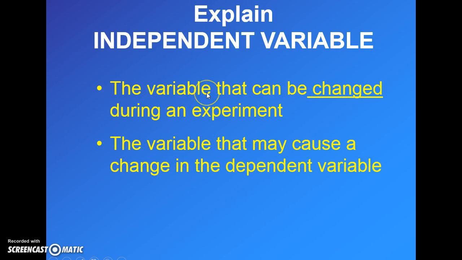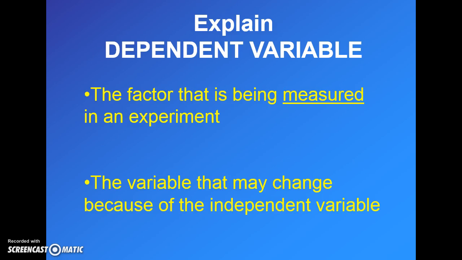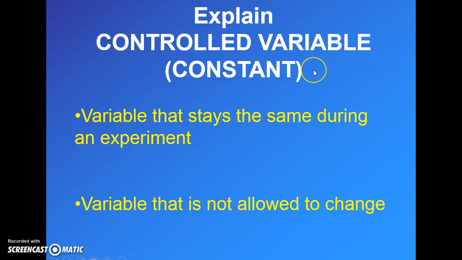Independent variable is basically the variable that we're going to change during our experiment. This variable may affect or change our dependent variable. Dependent variables are factors that are being measured in our experiment. They may change because of the result of the independent variable. And our controlled variables are our constants. These are the things that we're going to keep the same between our experimental groups and our control groups. This is a variable that stays the same in our experiment.